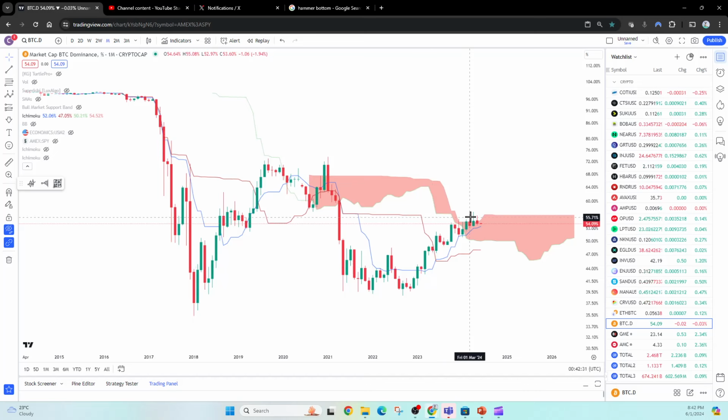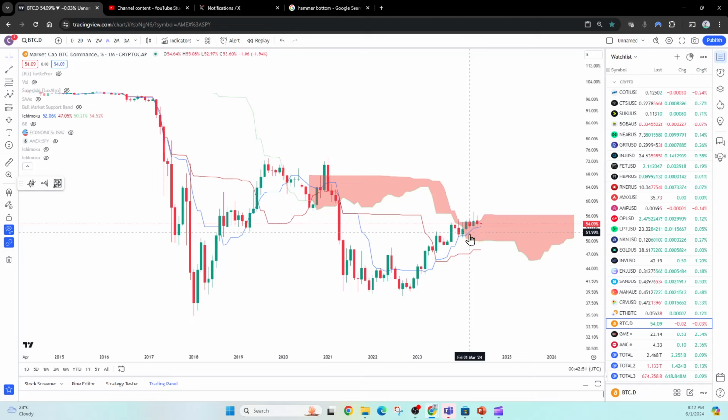Right now we're kind of backtesting into the cloud. It's not as drastic as this big giant thing right there, but we were kind of backtesting it and it actually has a little bit of a tweezer top look to it on the monthly here for Bitcoin dominance. You do have the Tenkan line, the conversion line, kind of serving as support, but I do think that it might be getting to the point where it's starting to get exhausted.